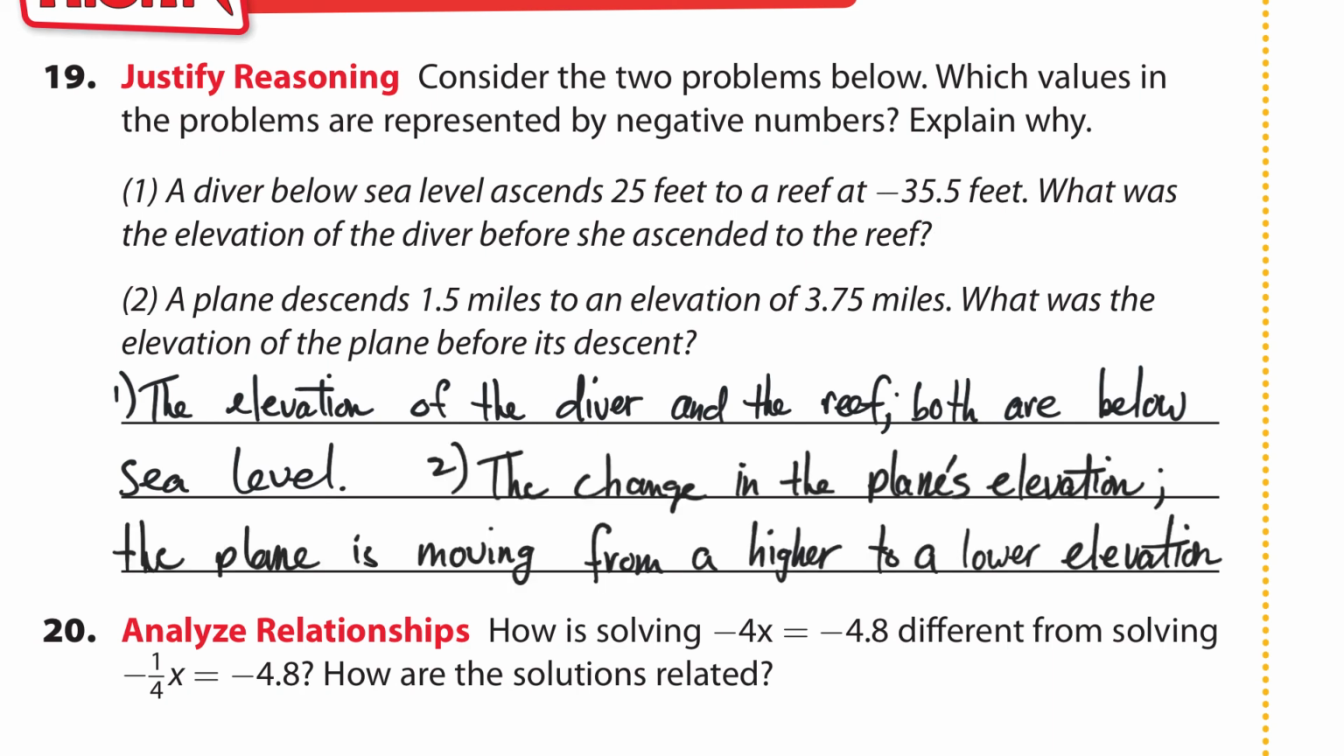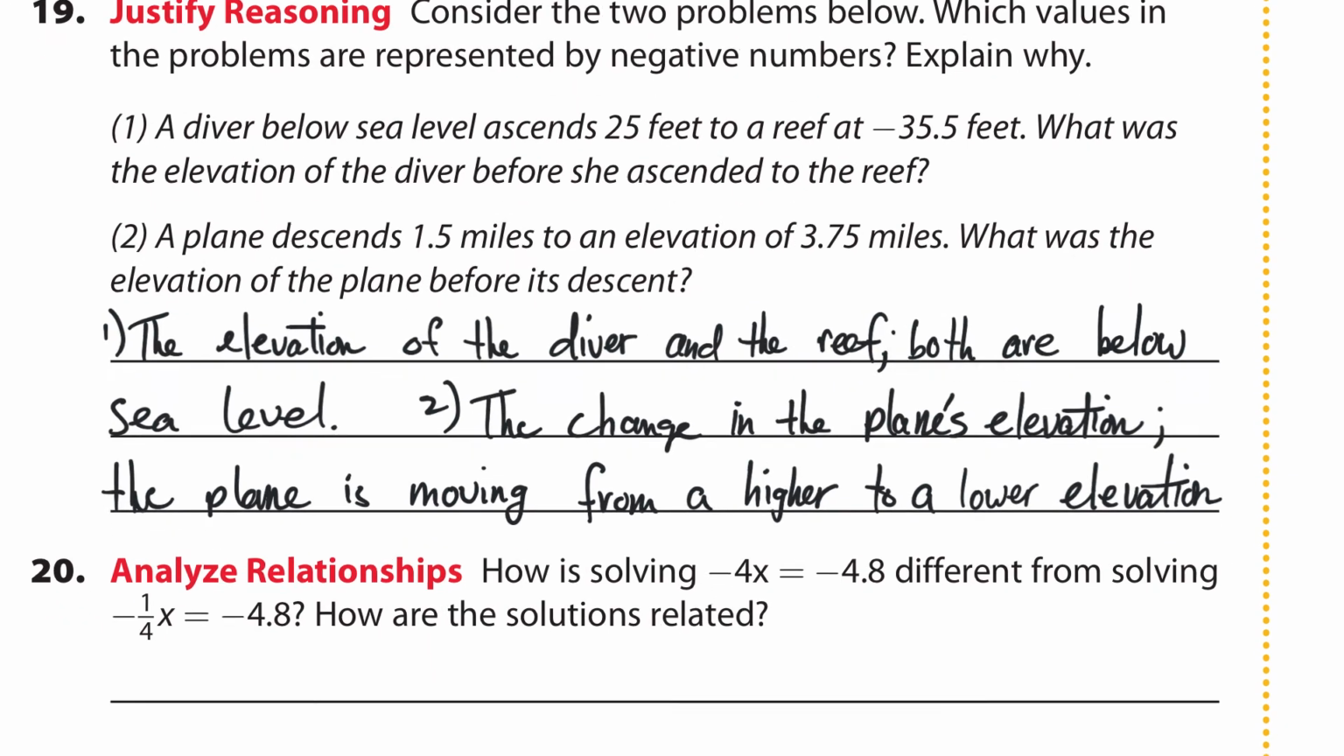The other one here, so what's represented in the second situation? Well, the plane descends, so the plane's change in elevation is represented by a negative number. The plane is moving from a higher to a lower elevation, so that descent is represented by a negative number. Let's look at number 20.